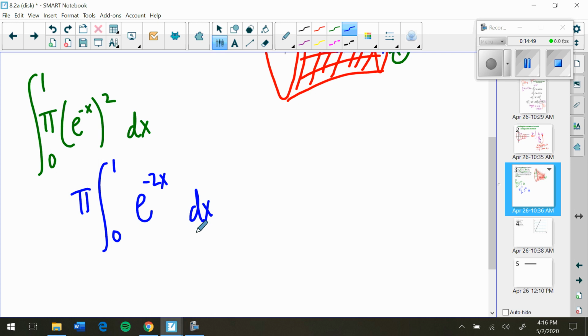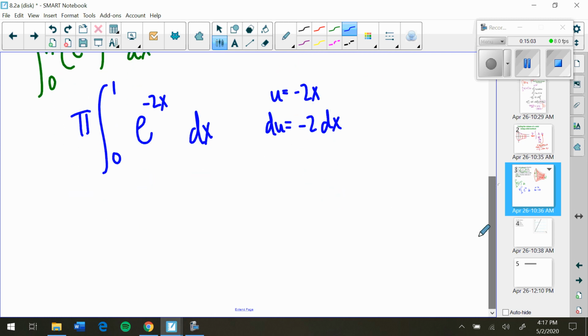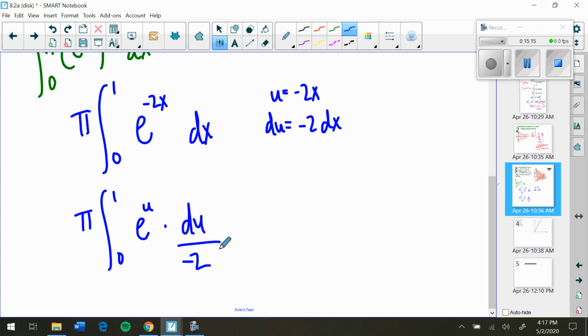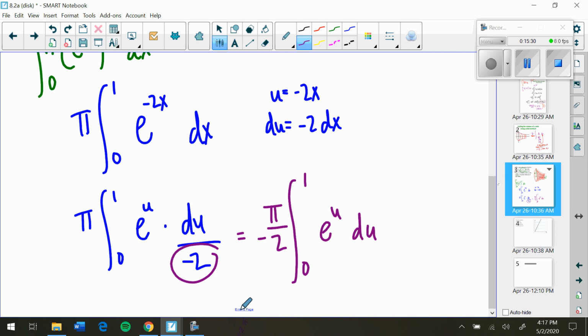Now, you could potentially do this problem just by looking at it, but I'm going to do it with u substitution just because we haven't done that for a while. So I'm going to have my u to be negative 2x. That means du is negative 2 dx. That means my integral becomes pi from 0 to 1 e to the u times du all over negative 2. Look at how much easier that is. This negative 2 then I'm going to pull out front, so I really have pi over negative 2, still the integral from 0 to 1 of e to the u du. This is not bad, right?